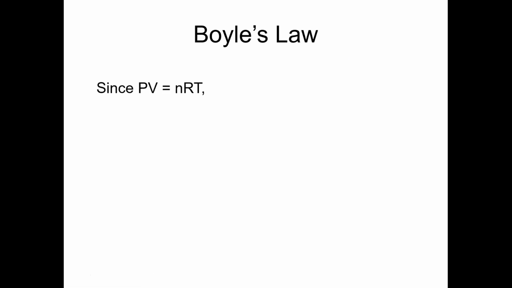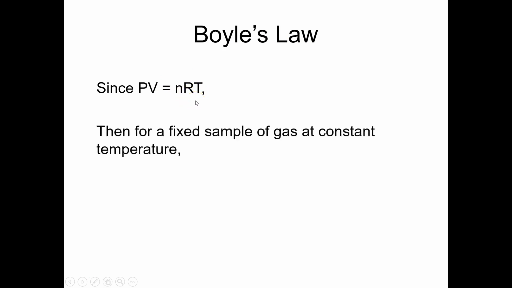Now, let's just go back over this again. How does Boyle's law relate to the ideal gas law? In the case of Boyle's law, you're looking at the relationship between pressure and volume if the number of moles and the temperature are kept constant. So if the number of moles is a constant and the temperature is a constant and R is always a constant, then for a fixed sample of gas at constant temperature, these three things just become a single constant. We just say PV = k.